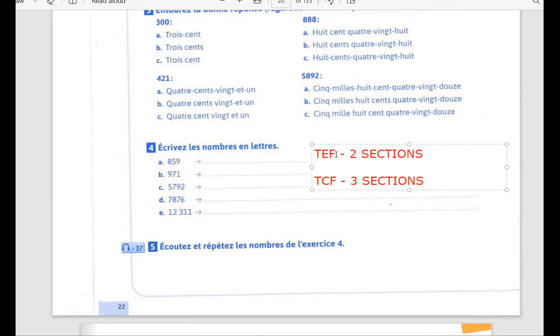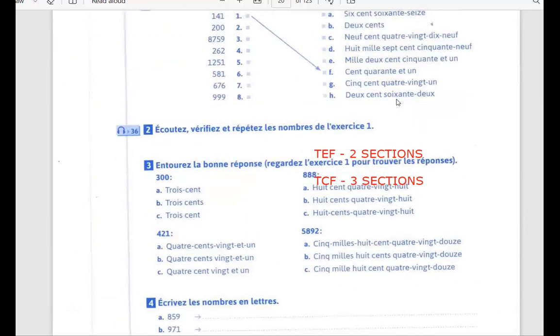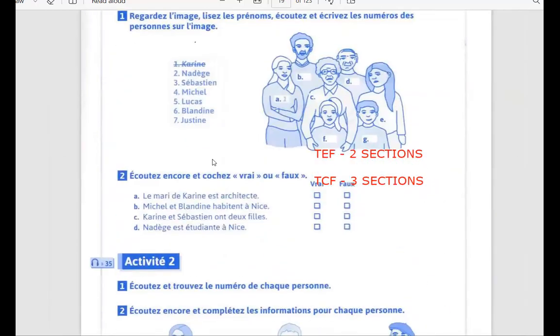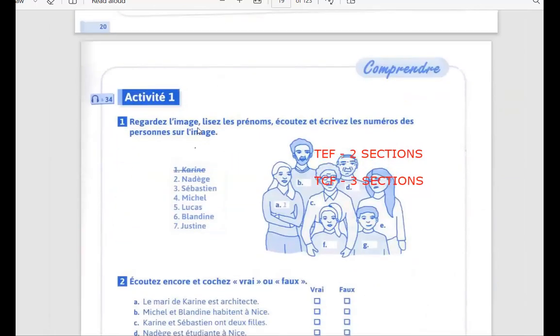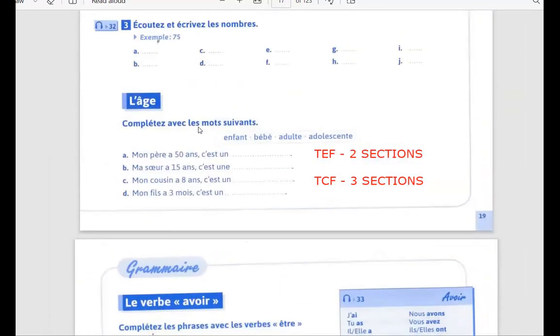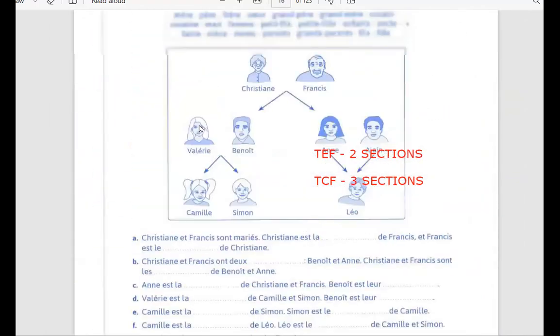Because in TEF, you have longer listening questions, like longer audios, whereas in TCF, you have shorter listening audios in terms of length. But one difference is that in TEF you have the question written in front of you. Let me show you one example, like when you have this question, écoutez encore, or when you have MCQs, the question is given on top of the MCQs.